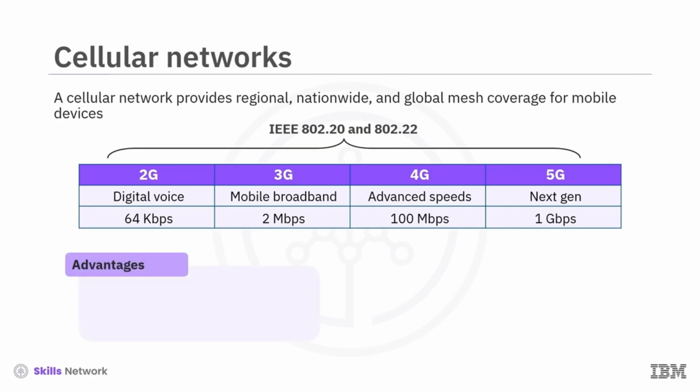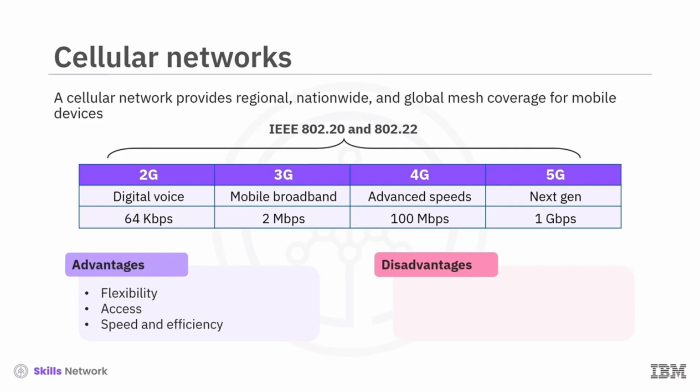Advantages of cellular networks include flexibility, access, and speed and efficiency as it evolves. Disadvantages include expensive, decreased coverage in rural areas, and hardware limitations, like screen size and mobility of peripherals.